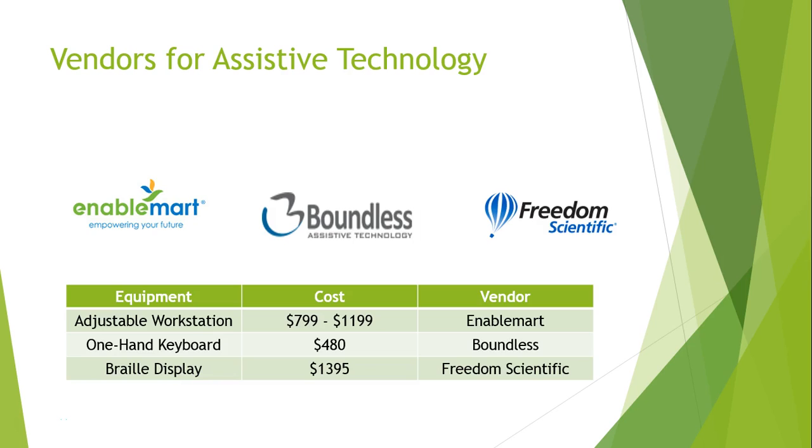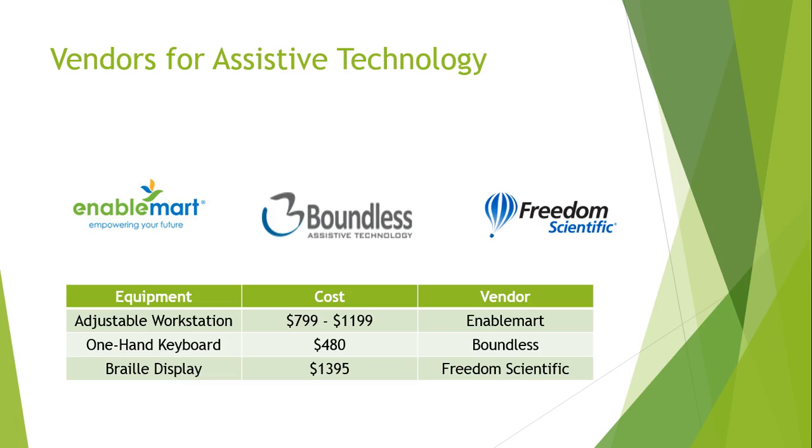Here's the estimated cost for some key equipment that you should have or think about incorporating into your computer lab for students with disabilities. One of them is the adjustable workstation, as I talked about earlier. Having that furniture modification within the computer lab will make the student feel more comfortable and help them fit in and be able to utilize the technology that's available. And so that runs anywhere from $799 up to $1,199 on Enable Mart. The one-hand keyboard runs about $480.